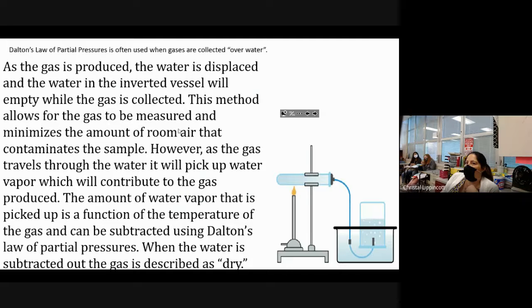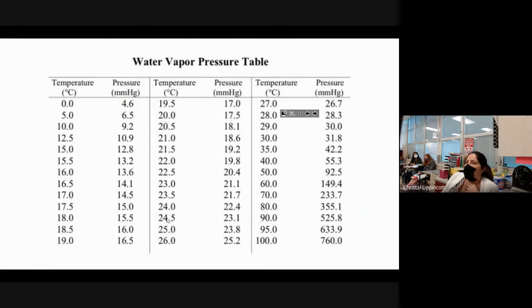So that's the method for obtaining this, and then you're going to see the volume of gas that's produced. Water vapor pressure tables are here. In any given sample of water at a certain temperature, the pressure of the water vapor is given here in millimeters of mercury. So if you know the temperature of water, you know the pressure of the gas on that water in that sample based on temperature.